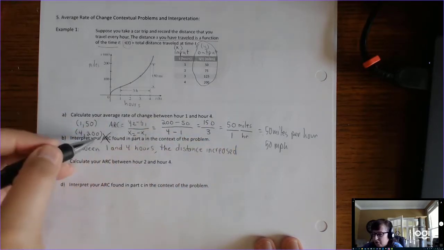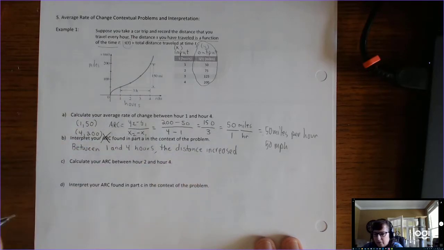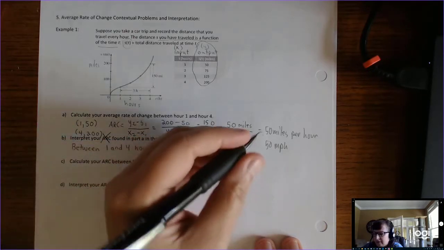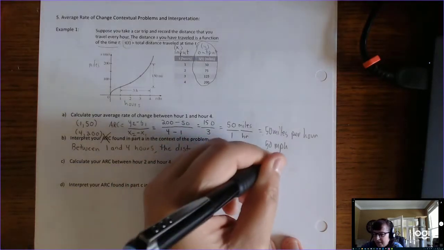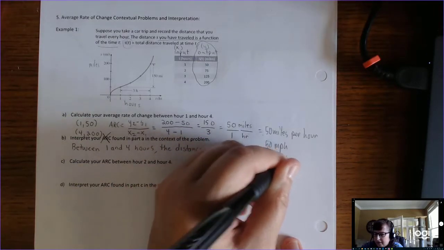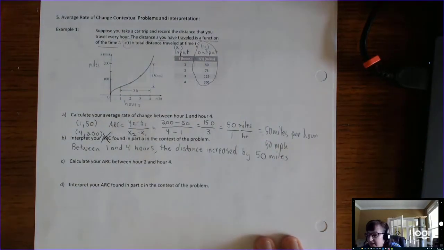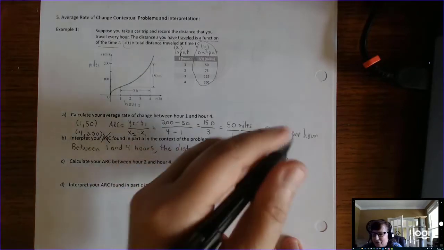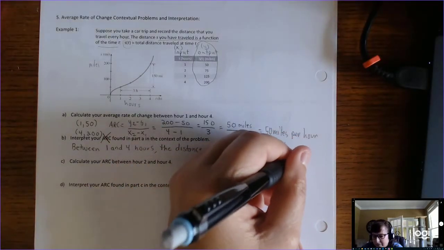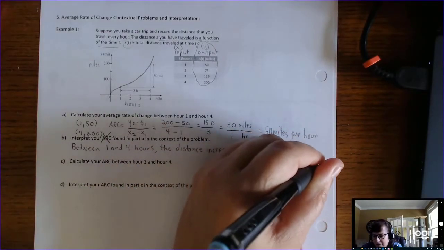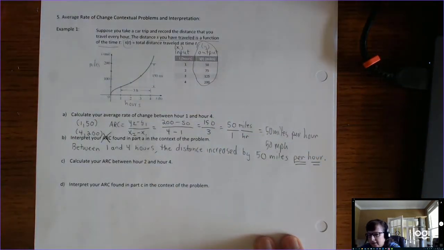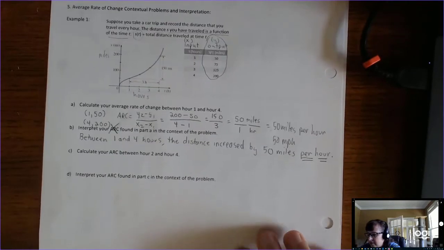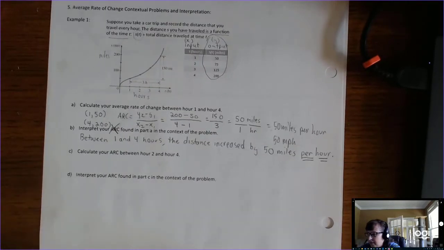So you don't want to use the word change. You have to tell me either increase or decrease. So between 1 and 4 hours, the distance increased by 50 miles. Sometimes people stop there. The distance did not increase by 50 miles. The distance increased by 50 miles per hour. So people forget to write that per hour. Okay, so you may want to stop the tape and try C and D.